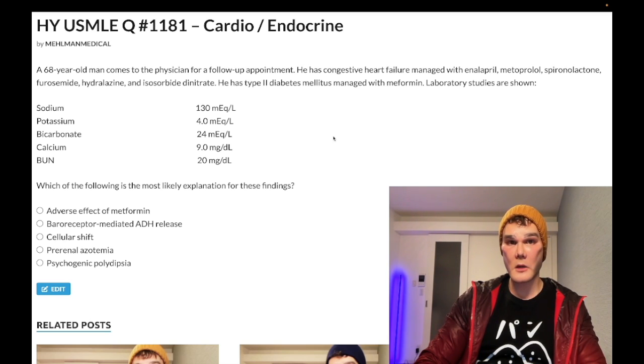Wrong answer. High yield for USMLE, that you know metformin causes lactic acidosis. So if we gave you this question and the bicarbonate, let's say, is 18, we said normal range is 22 to 28, that would presumably just be lactic acidosis secondary to metformin. You need to know that on USMLE, if the creatinine is 1.5 or greater, you want to discontinue metformin because of risk of lactic acidosis. Wrong answer.